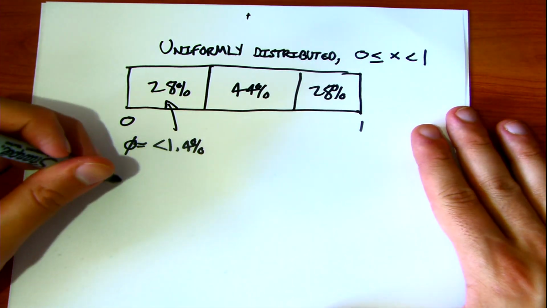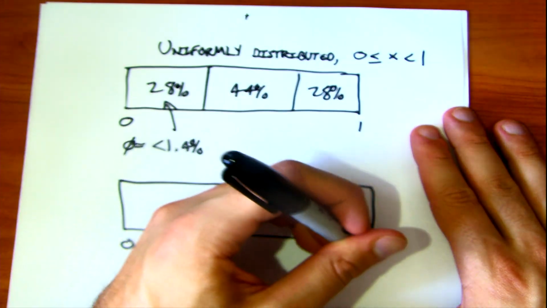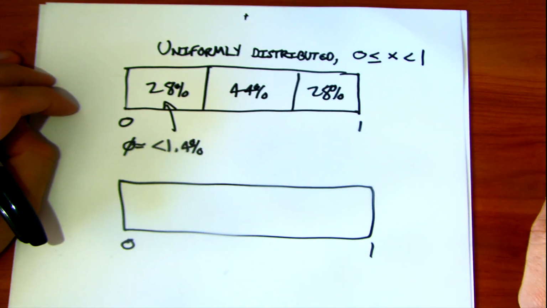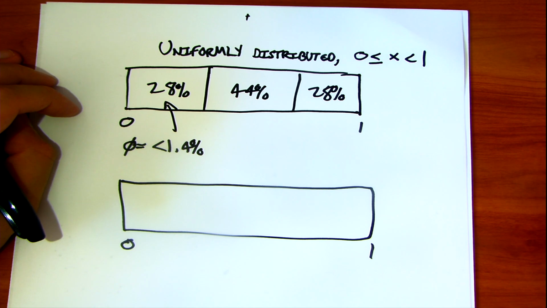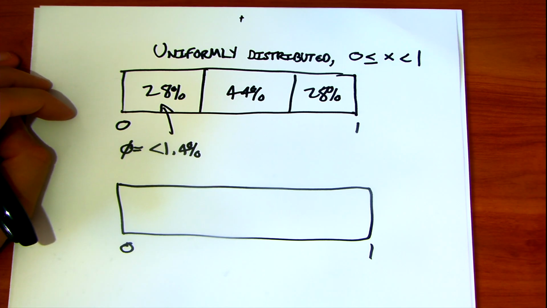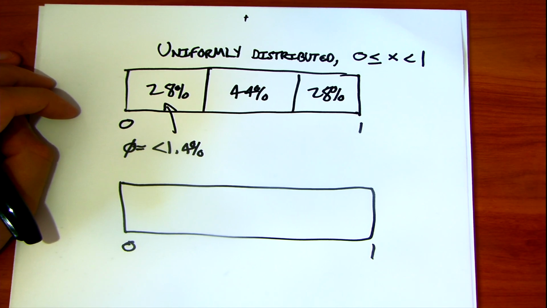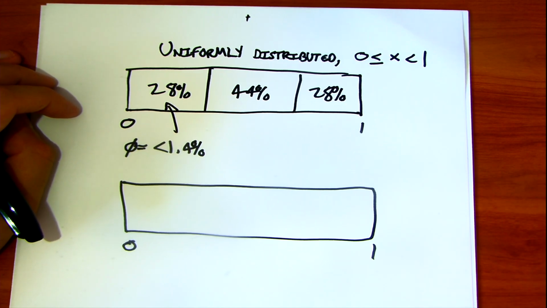So one way of accomplishing that end is to redraw this for now, so I have some more room. You're saying, okay, if I have a uniformly distributed random number, then 28% of the time I should get a value out of it that is less than 0.28. Is that true?